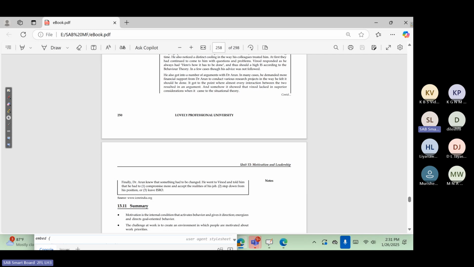Finally, Dr. Arun knew that something had to be changed. He went to Vinod and told him that he had to compromise more and accept the realities of his job, or step down from his position, or leave the organization. Then the question is: comment on the leadership styles and behaviors involved in this case study.